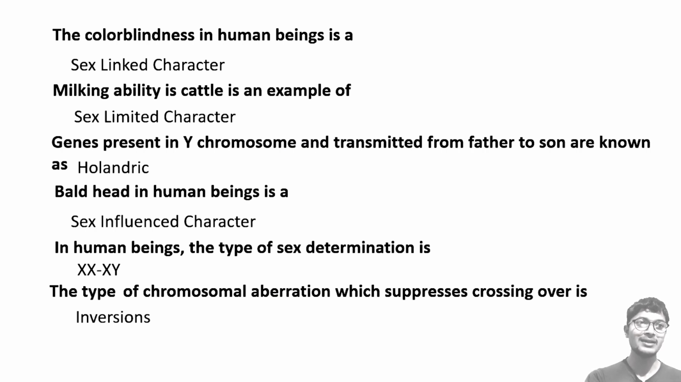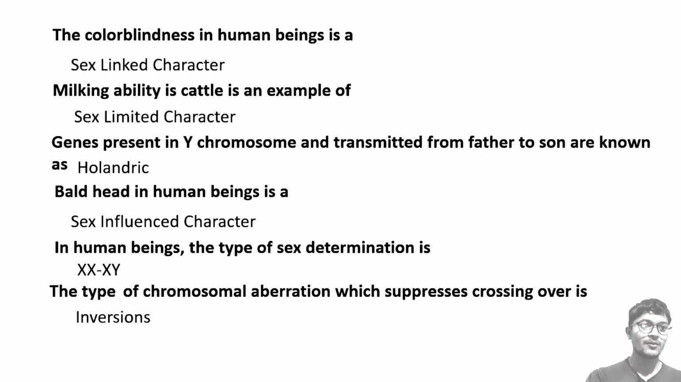Next question, bald head in human beings is a? Answer is sex influenced character. Next question, in human beings the type of sex determination is? Answer is XX, XY. Next question, the type of chromosomal aberration which suppresses crossing over is? Answer is inversion. Clear? Now we are moving to next slide.